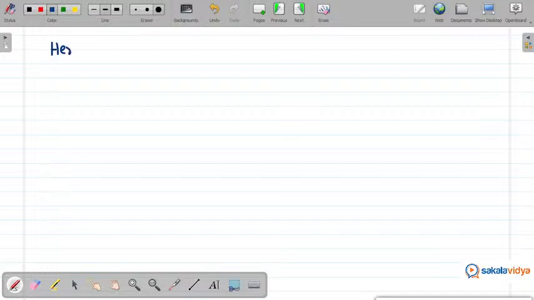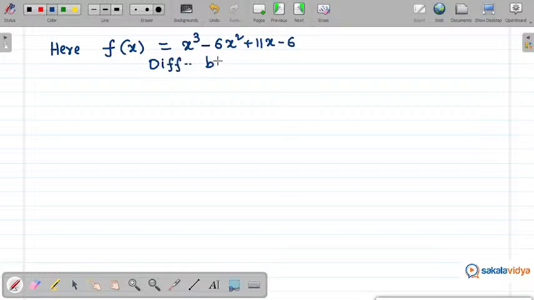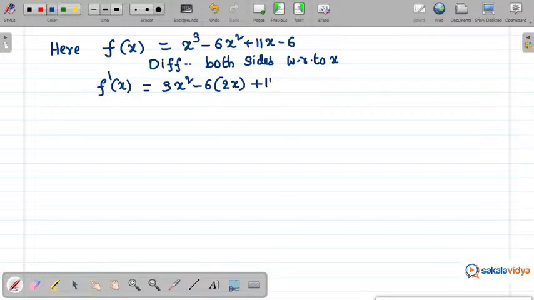So here f of x equals x cube minus 6x square plus 11x minus 6. Differentiate both sides with respect to x. Derivative is very, very important. On differentiating both sides with respect to x, we have f dash x equal to 3x square, minus 6 into 2x, plus 11 into 1; constant differentiation is 0. So we get 3x square minus 12x plus 11. Now find f dash c.